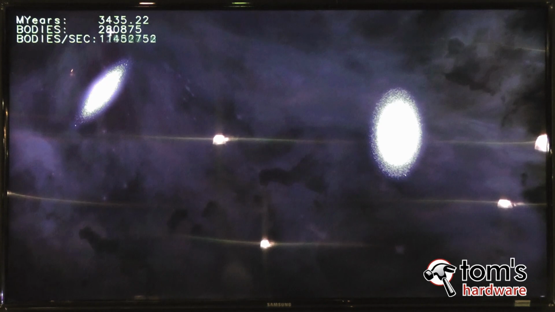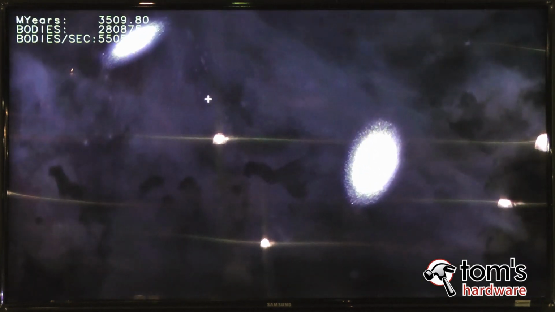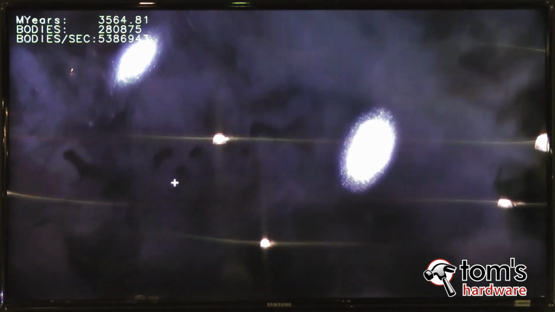And the simulation, once it starts, will continue to show how these two galaxies are going to merge and be drawn together by their gravity and come together over time.